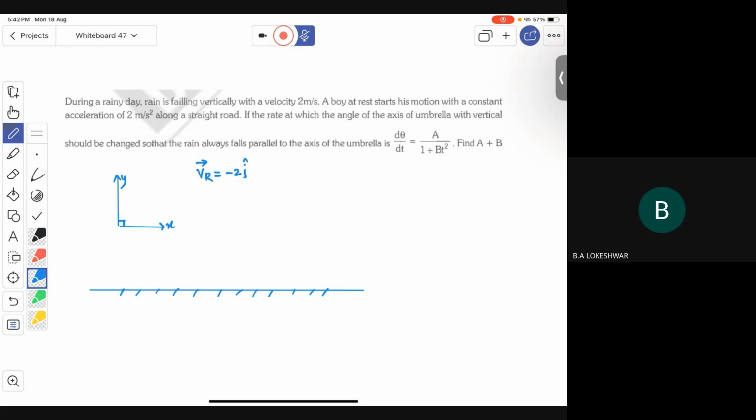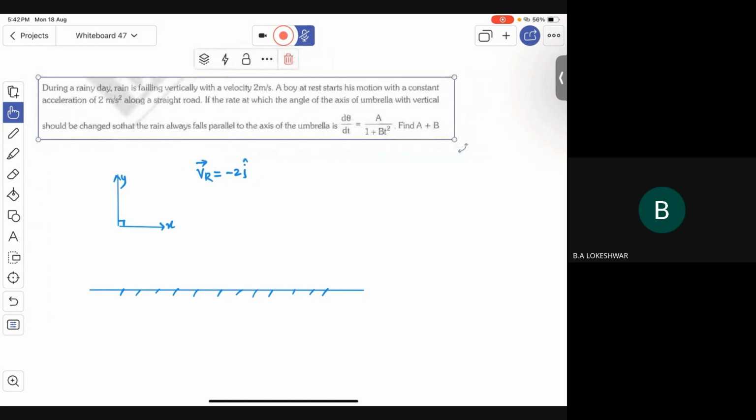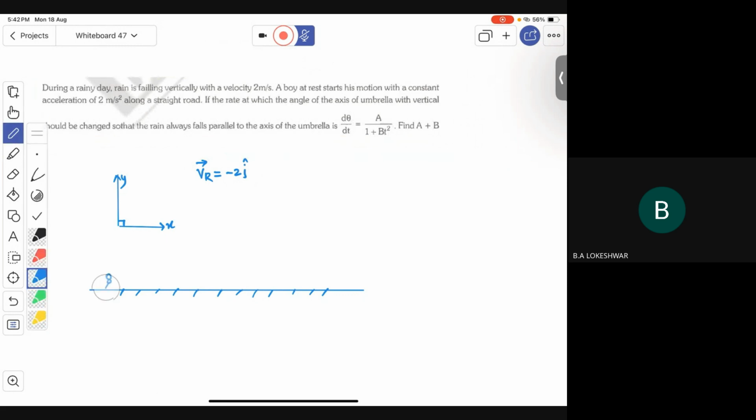And the boy starts from rest and moves with some constant acceleration on a straight road. Suppose this is the man moving on the straight road, starting from rest. His velocity after time t, I can use v equals u plus at. Since u is 0 and acceleration is 2, the speed of the man will be 2t in, suppose, the rightward direction. If I ask you the velocity of the man in terms of components, you tell me that will be 2t I cap, no?